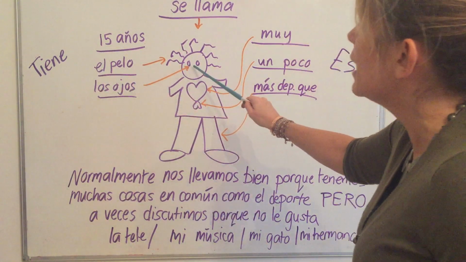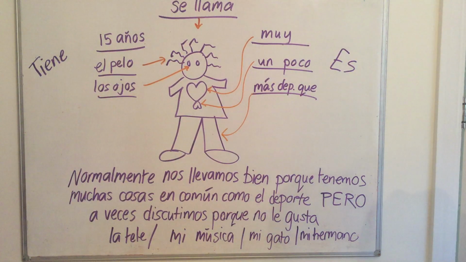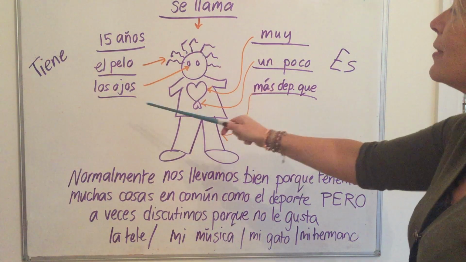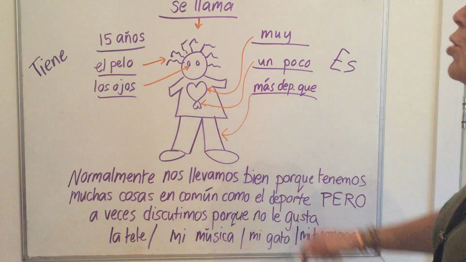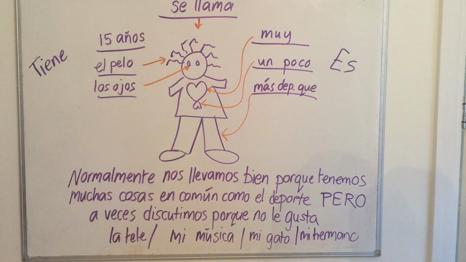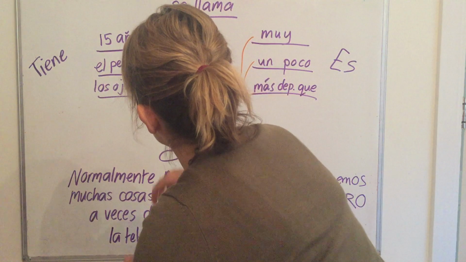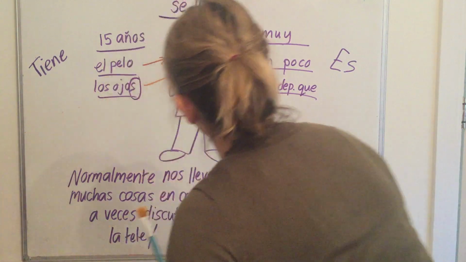Tiene los ojos, adjective, plural. So, tiene el pelo negro, tiene los ojos azules. Don't forget to make your eyes adjective plural. Okay, let's just put a circle around that S to make sure you remember that.